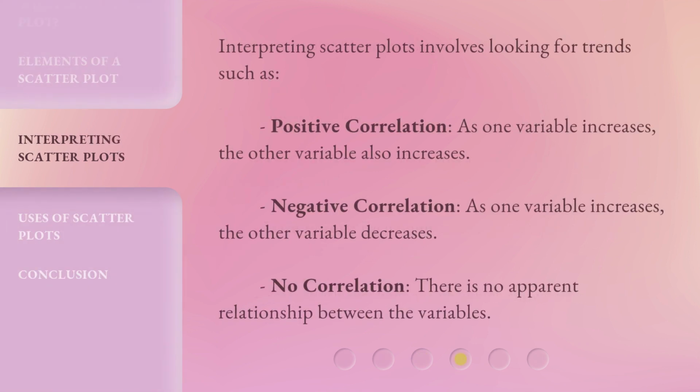Interpreting scatter plots involves looking for trends such as positive correlation. As one variable increases, the other variable also increases. Negative correlation. As one variable increases, the other variable decreases. No correlation. There is no apparent relationship between the variables.